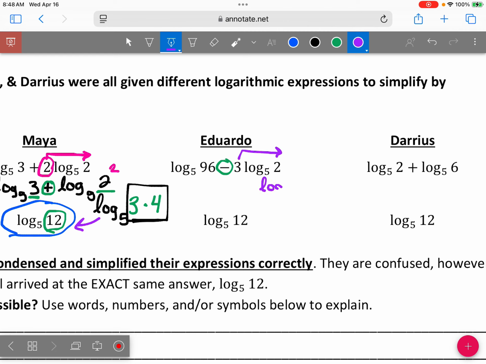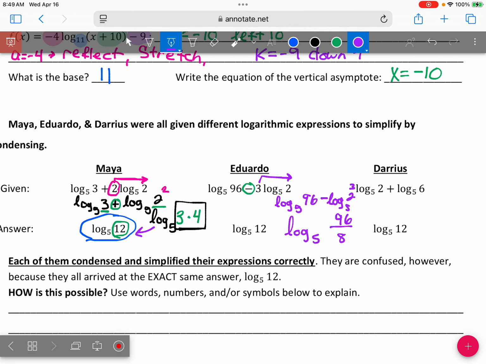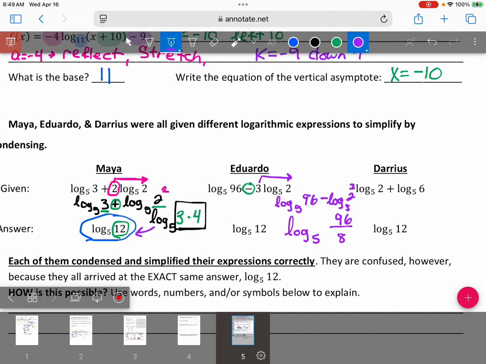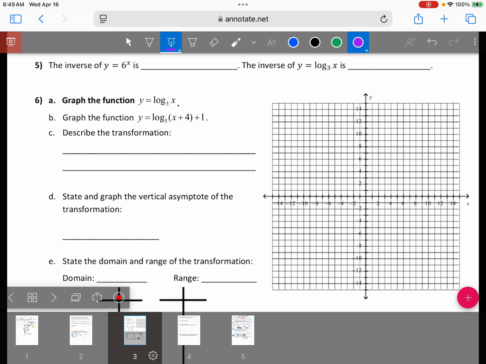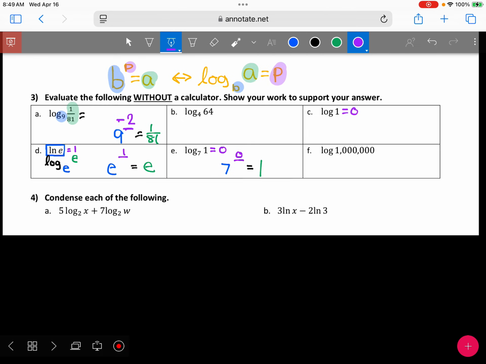So we're going to have our log 5 of 96 minus log 5 of 2 to the 3rd. So we could do this, if I condense this down, log 5, 96 over 2 to the 3rd, which is 8. So I can simplify within the log, totally fine. I can condense things down, absolutely valid. On change of base, that was over here.